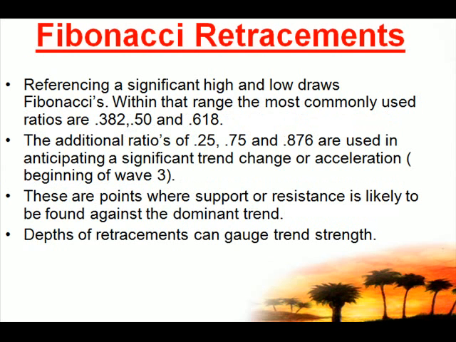Here's some quick rules. Normally what you have to do is reference a significant high and low, and what this does is draw retracement levels commonly used as 0.382, 0.5 and 0.618. However, certain traders use other ratios of 0.25, 0.75, which are actually Gann numbers, and 0.876. And these can be used, for Elliott wave guys, to try and find the beginnings of wave 3. These points are where support or resistance is likely to be found against the dominant trend.